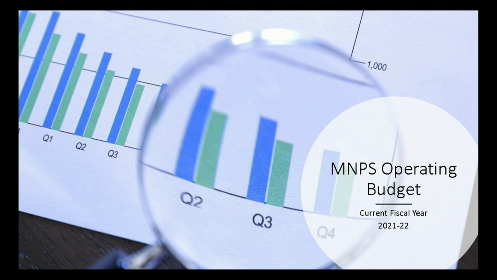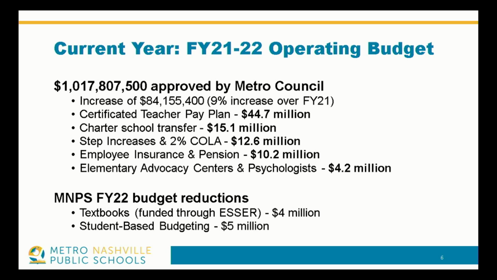So before we go over our proposed FY 22-23 budget, we have some information included to review about our current operating budget process and what sets Nashville apart from many of the other districts in our state. So on this slide, you'll see our current operating budget, which included a record-breaking investment by Mayor Cooper and Metro Council of $84 million that resulted in an operating budget of more than $1 billion.